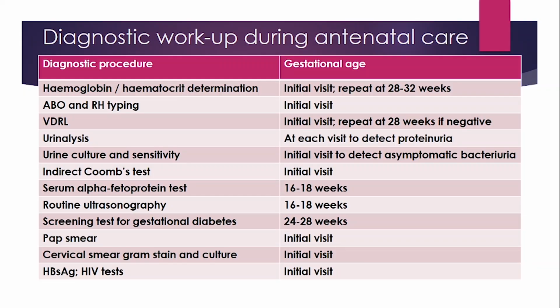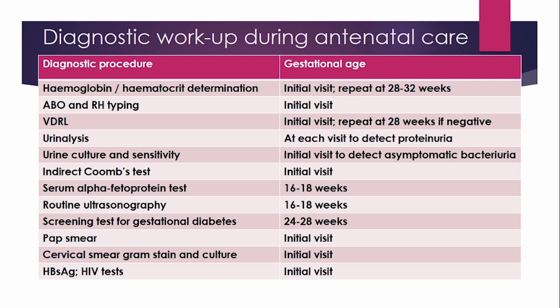Then for people who are rhesus negative, indirect Coombs test, we may also need to do it. And this may also be repeated subsequently in pregnancy at 28 weeks, at 34 weeks, just to be sure that there is no sensitization, particularly if the husband of the patient is a rhesus positive person.